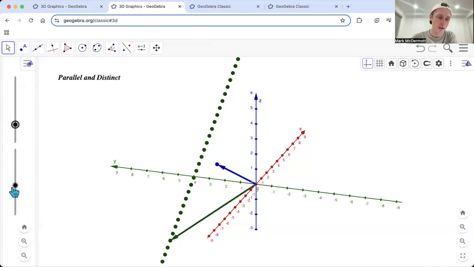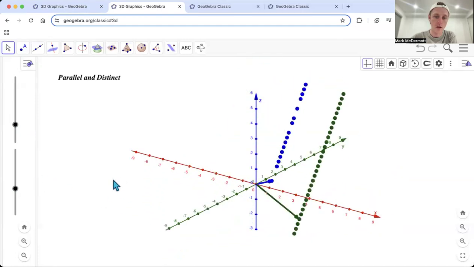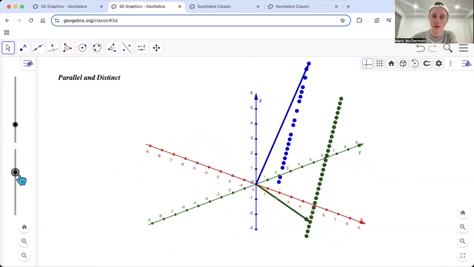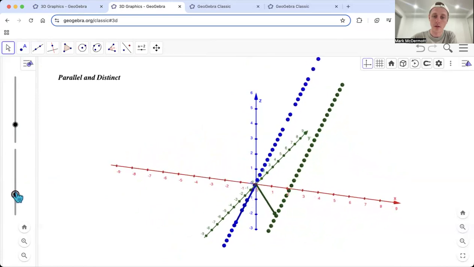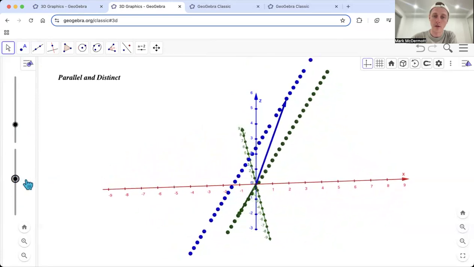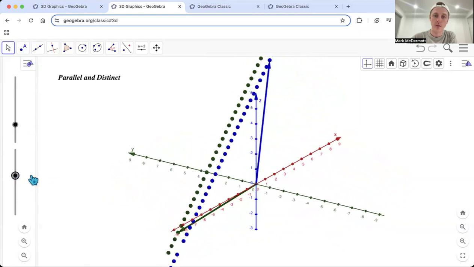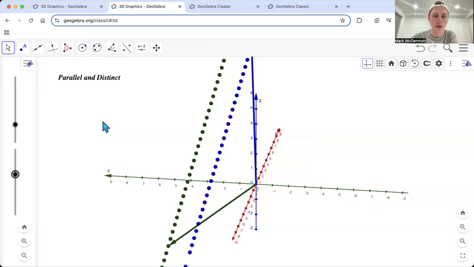And I will show you the blue line as well, and hopefully you can start to see if I start to rotate it, that's very quick, that the blue line and the green line are parallel to one another, always. So that's pretty nifty, I think. So that's when they're parallel lines and they're distinct.